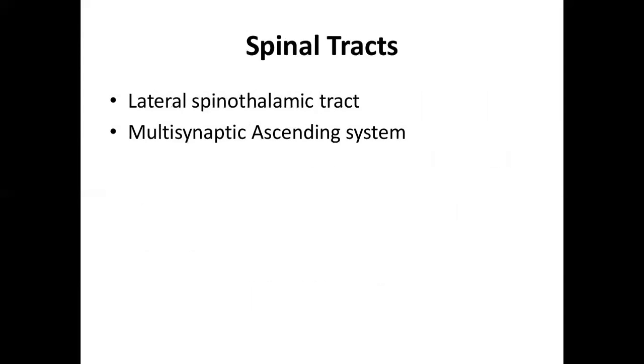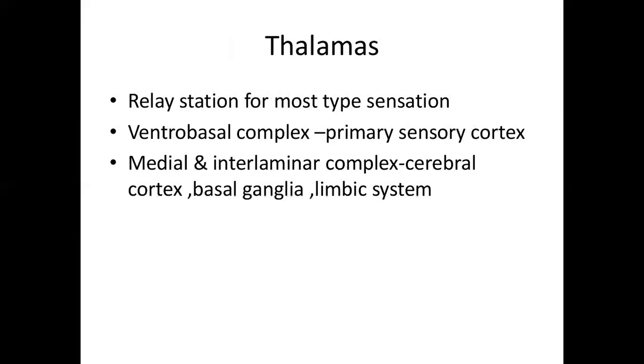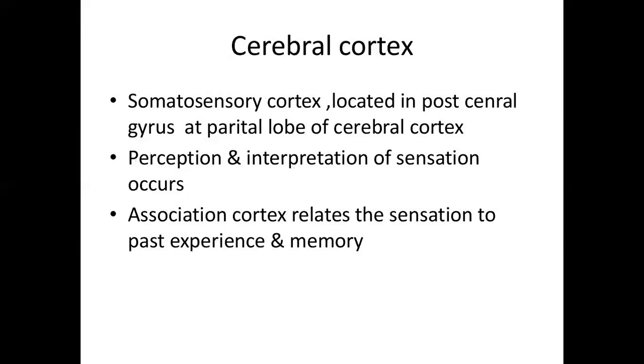Once synapsed, they cross to the opposite side and ascend into the two central pathways: the spinothalamic tract, lateral spinothalamic tract, and the multisynaptic ascending system. The brainstem structures are the reticular formation, periaqueductal gray matter, and nucleus raphe magnus. Then the thalamus, the relay station of most types of sensation: the ventrobasal complex to the primary sensory cortex, and the medial and intralaminar complex to the cerebral cortex, basal ganglia, and limbic system.